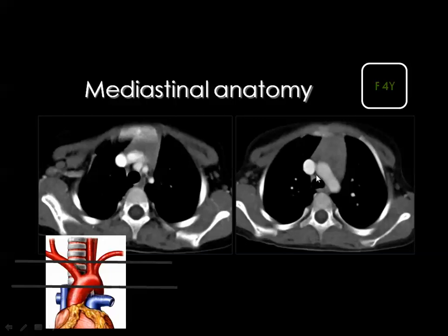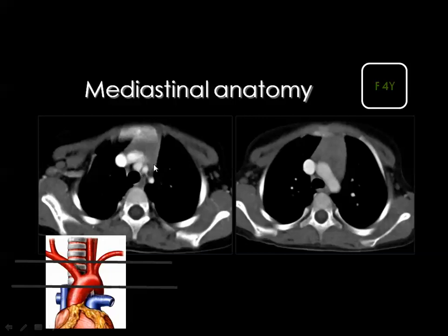If you go up, if you go above this section, you will see the branches coming out from the arch of the aorta. And these are the left subclavian, left common carotid, and the innominate artery. And here are the three branches: the left subclavian, left common carotid, and the innominate artery.